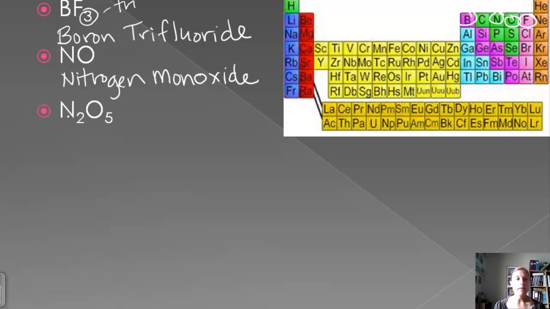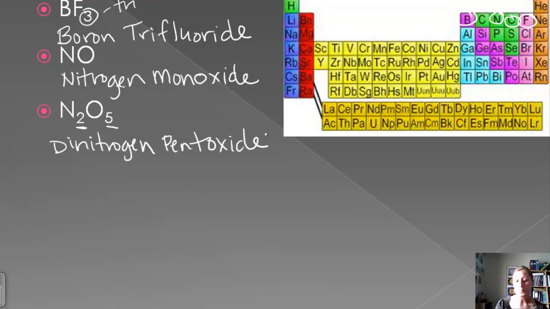Okay, N2O5. This is still nitrogen, but now I have 2 of them. The prefix for 2 is di. So I have dinitrogen, because I'm still writing the full element name for the first one. I'm just putting the prefix on it. And then, excuse me, I know 5 is penta, and O is oxygen, so it's pentoxide. And this is where we're taking out that extra vowel.